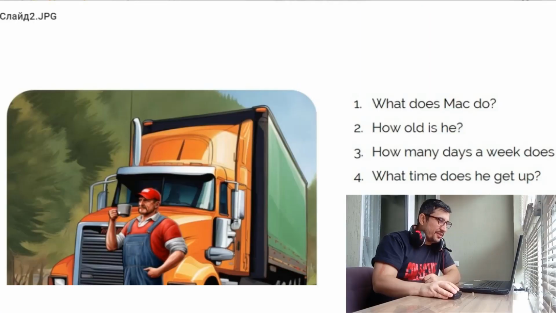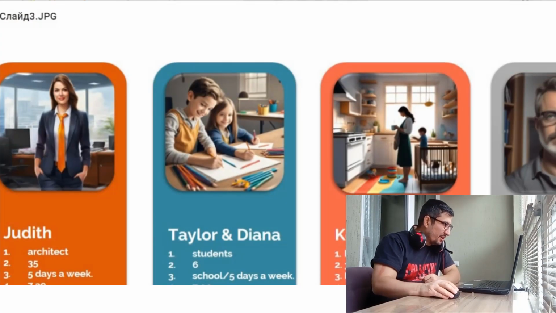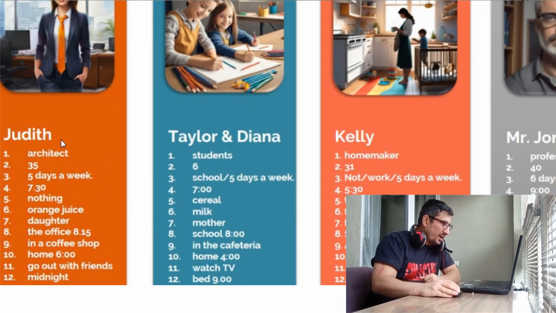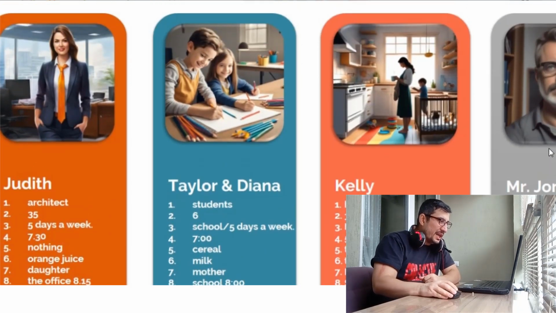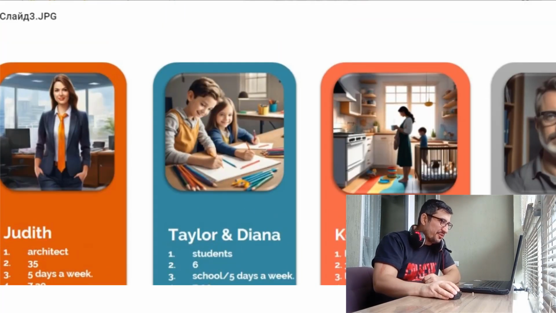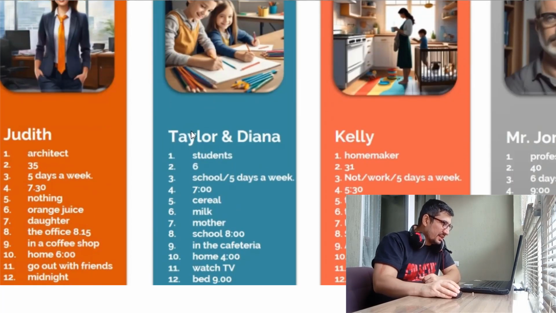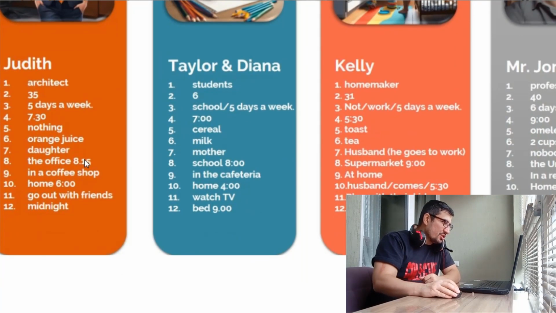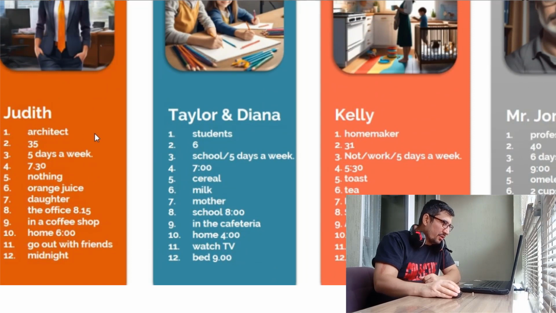Next, you have this slide, and on this slide, you have 4 characters, and you have to make a story similar to Mark. So if Mark is a truck driver, these people have different jobs. Judith is an architect, Taylor and Diane are students, Kelly is a homemaker, and Mr. Jones is a professor. You can produce stories either by going horizontally sentence by sentence, right? Or going vertically, first making a story about Judith, then going to Taylor and Diane, then Kelly.